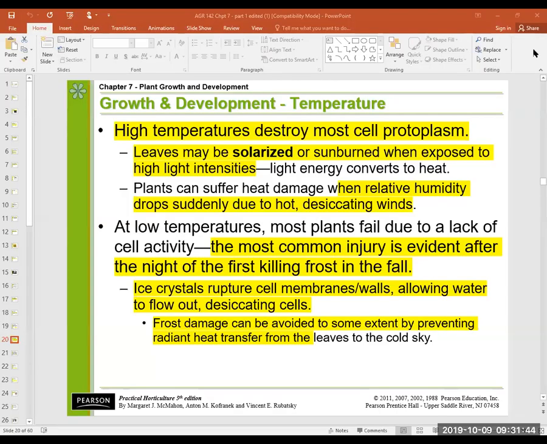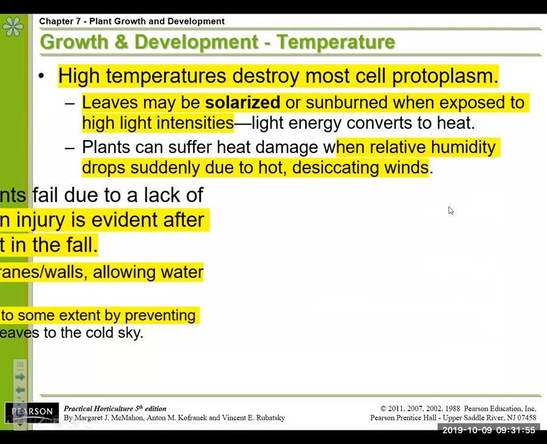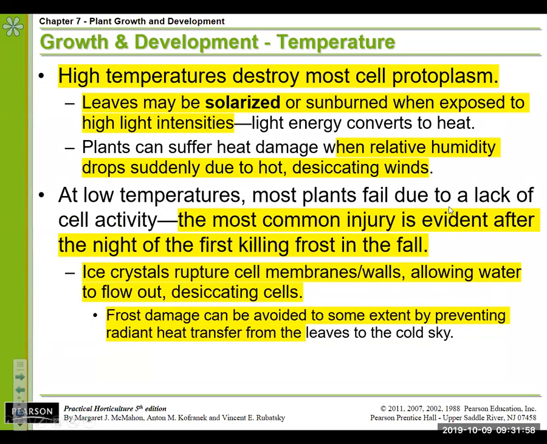All right, so back to chapter 7, we were just talking about how temperature affects the growth and development of plants, and how both high temperatures and low temperatures will affect that. Where you all are at in terms of low temperatures, we're just starting to dip into the 40s. We usually say that our average first frost date is around October 10th. That would be tomorrow. Doesn't look like it's going to happen tomorrow for us.